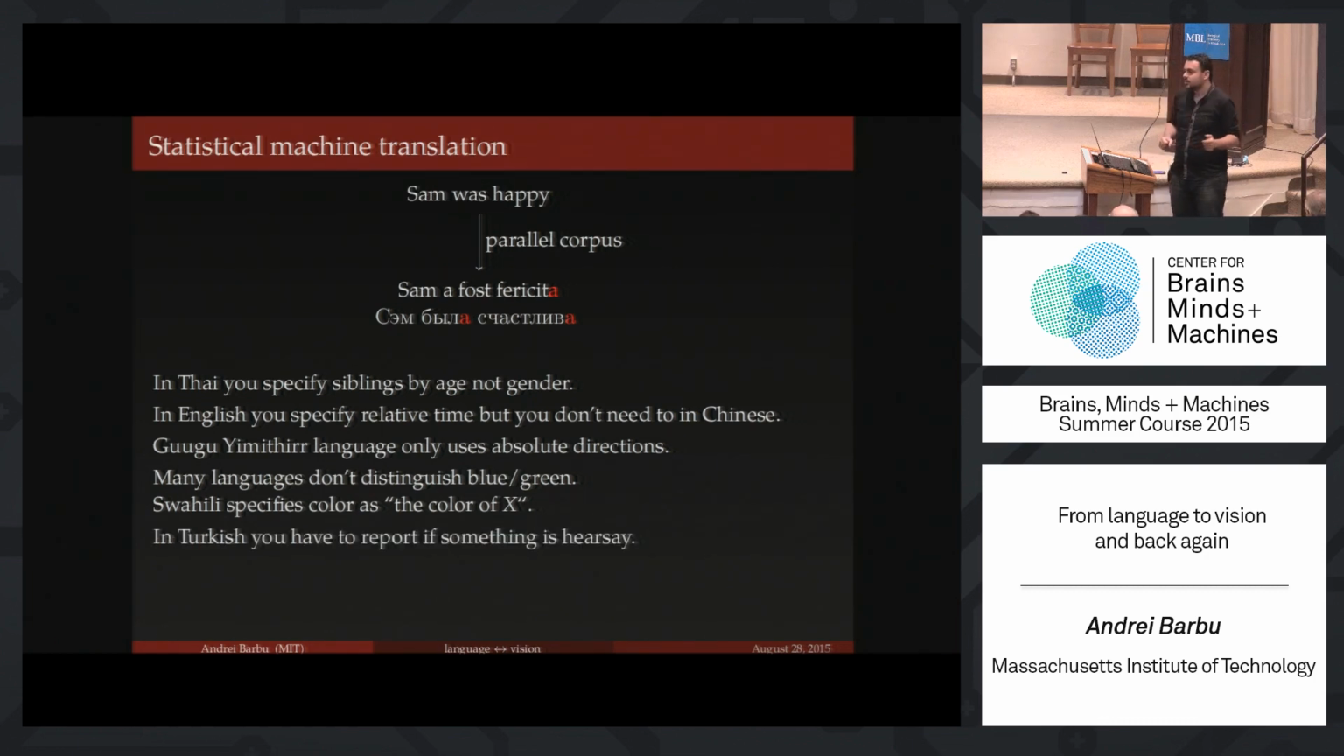In Turkish, there is a relatively complicated evidentiality system. So you have to fairly often tell me why you know something. So if you saw somebody do something, you have to mark that in the sentence, as opposed to hearing it from someone else.